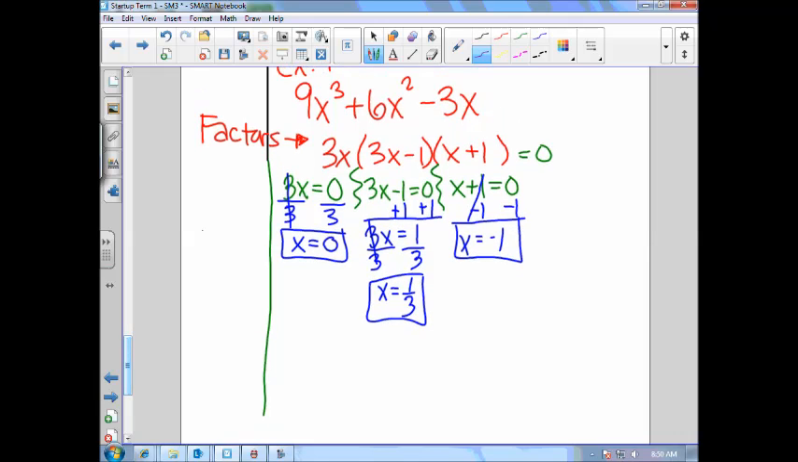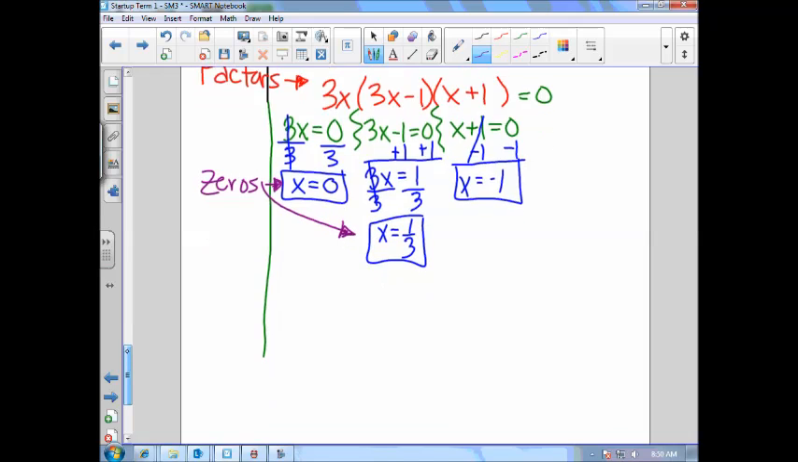So these that we've boxed up are the zeros. They're also called roots. They're also called x-intercepts. They're also called solutions. Get used to all of those phrases. Now we're going to graph them. So, you need an x-axis and a y-axis.